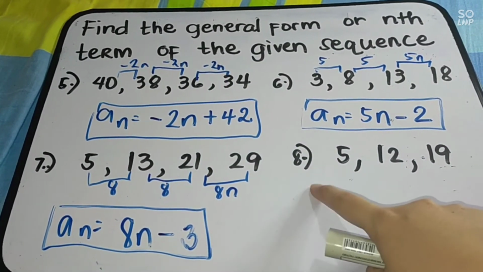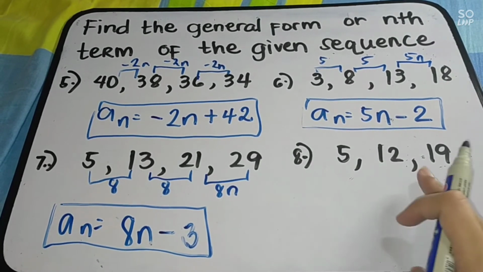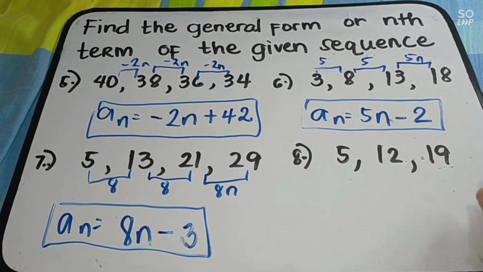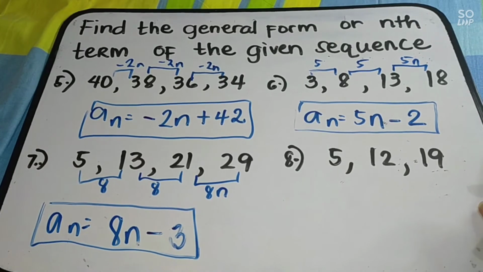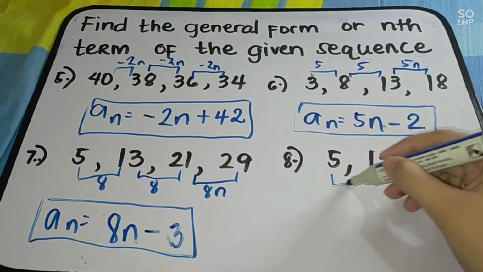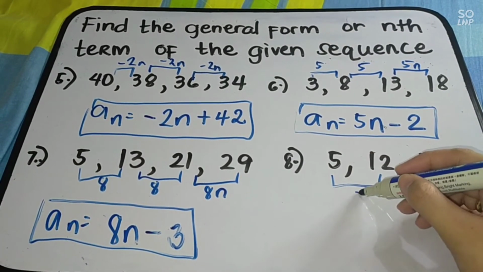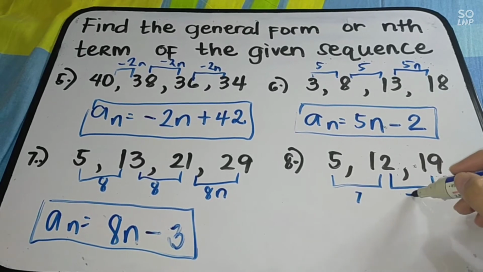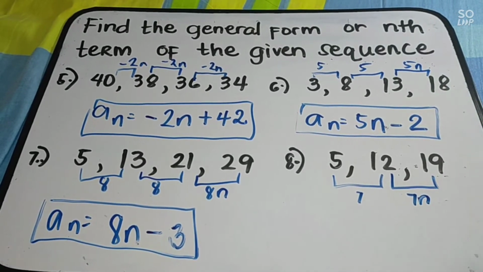Alright? Next tayo, number 8. We have 5, 12, and then 19. So, in this case, ganun pa rin. So, what would be? So, this one is 7. And this one, another 7. So, we have here 7n.